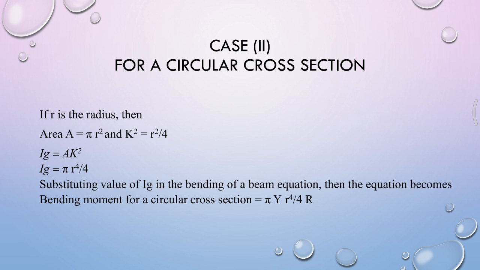This can be written as two terms. The first term is Y by r. The second term is pi r to the power of 4 by 4. Therefore, the bending moment for a circular cross section is Y by r into pi r to the power of 4 by 4.